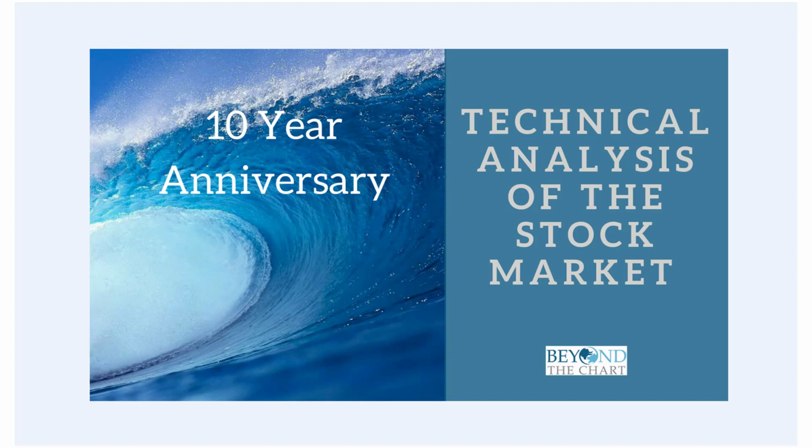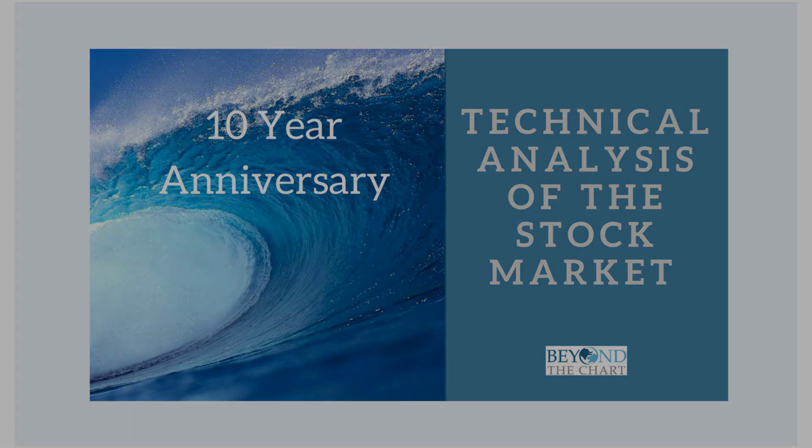Why am I calling this the 10-year anniversary technical analysis of the stock market? Because Monday is 10 years after the Dow Jones Industrial Average closed at the high in 2007 before the whole financial crisis started into 2008 and bottomed in 2009. So the high of 2007 occurred on October 9th, and the intraday high actually occurred 2 days later on October 11th. So here we are sitting at a new all-time high 10 years later. Stay tuned.